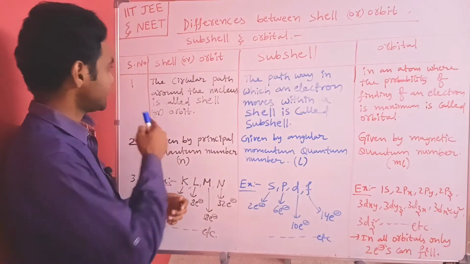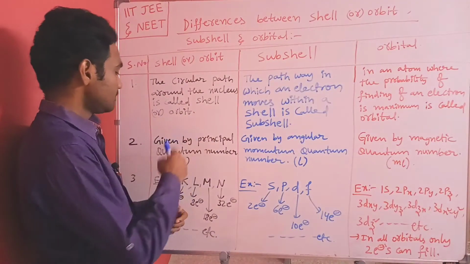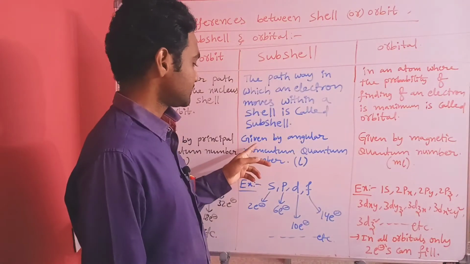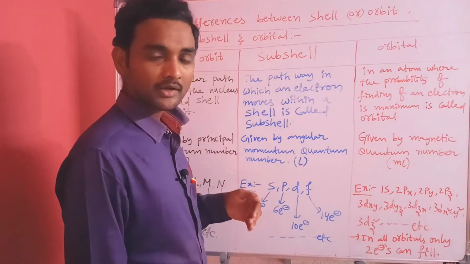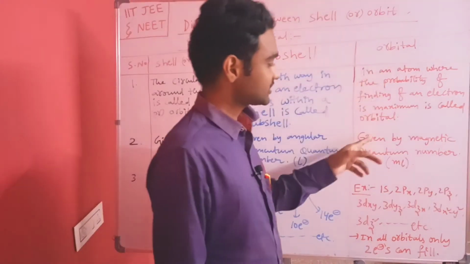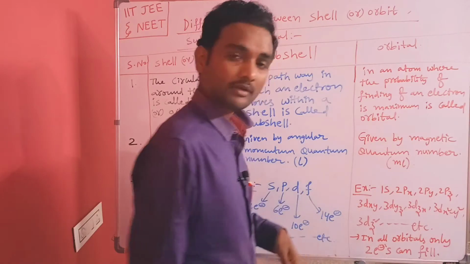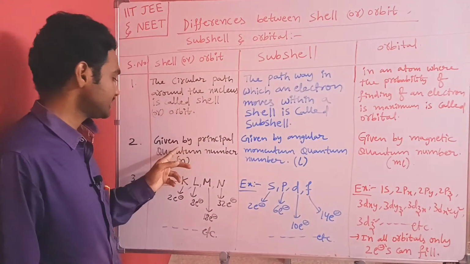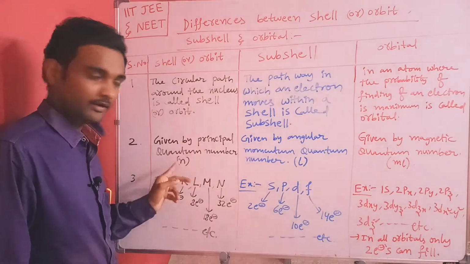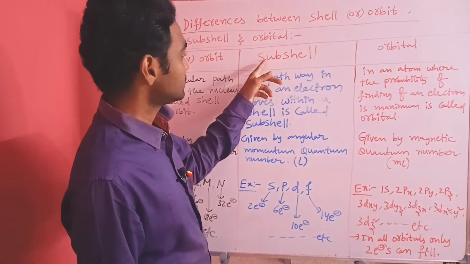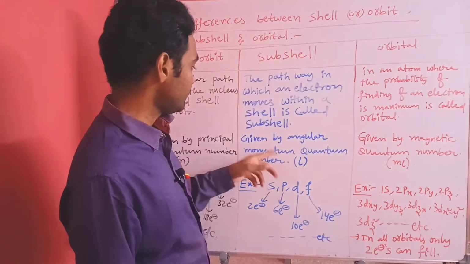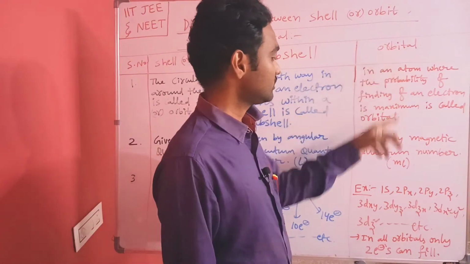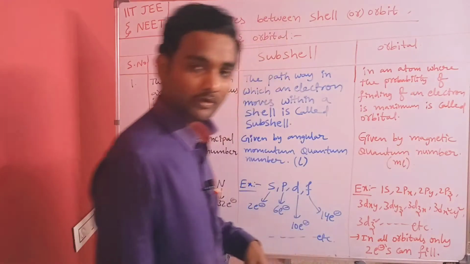Next, shell or orbit is given by the principal quantum number n. Subshell is given by the angular momentum quantum number L. Orbital is given by the magnetic quantum number ml. We get information about shell or orbit by using the principal quantum number n, information of subshell by using the angular momentum quantum number L, and information about orbital by using the magnetic quantum number ml.